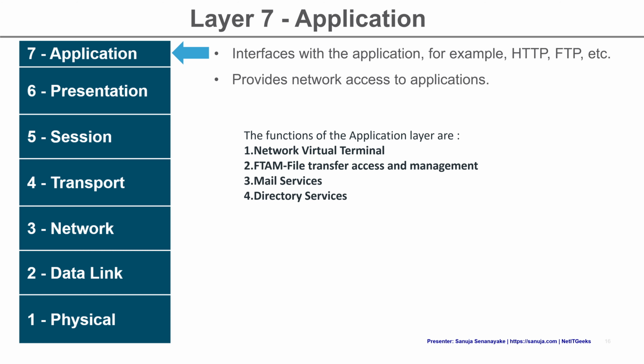First we're going to start with layer 7, which is the application layer. The application layer is the very top layer of the stack, and it interfaces with the application. For example, it could use protocols such as HTTP, FTP, SSH, etc. You can use an application such as a web browser to interact with HTTP, HTTPS, or you can use an SSH application, which will use those SSH protocols to interact with the network devices. It provides network access to applications, and it is the uppermost layer of the OSI model.